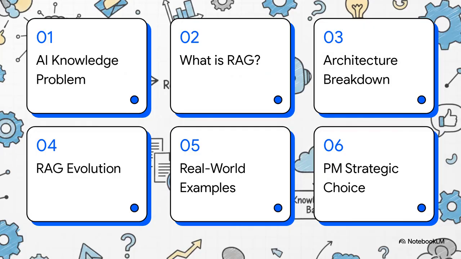Okay, so here's our playbook for today. 1. The AI knowledge problem. 2. What is RAG? 3. Architecture breakdown. 4. RAG evolution. 5. Real-world examples. And 6. The PM strategic choice. Let's get right into it.